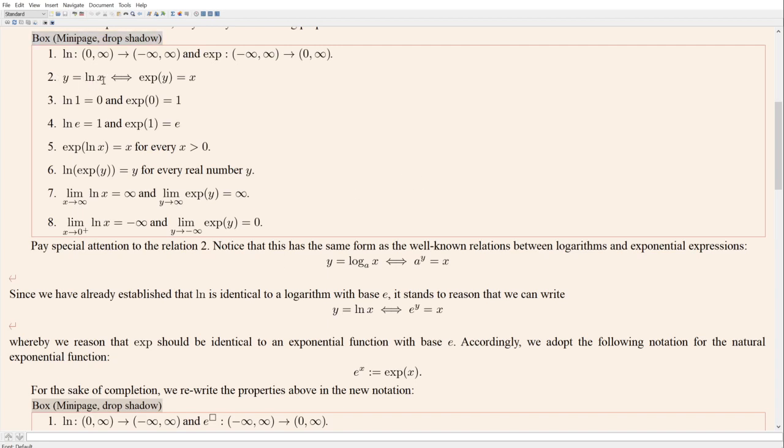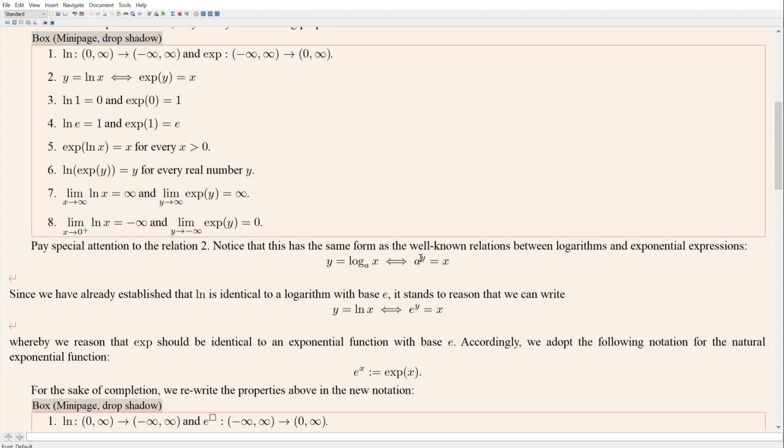Look at property number 2 here. This has the exact same form as the well-known relations among logarithms and exponential expressions. So this is how logarithms were defined in ordinary algebra, by way of this duality. So y equals log of x is the same as saying that exponential of y equals x. It is of exactly the same form.